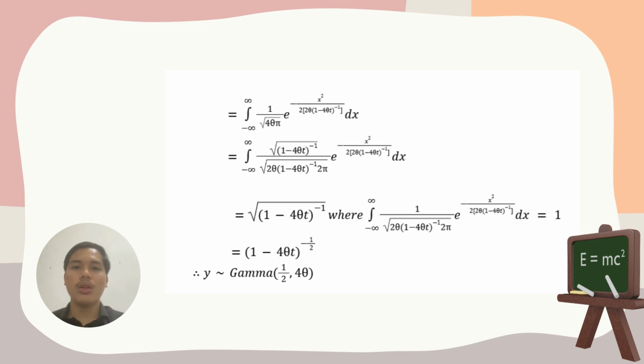Then we factor out the constant, and we will get square root of 1 minus 4 theta t to the power negative 1, and the integral from negative infinity to infinity of 1 over square root 2 pi times 2 theta (1 minus 4 theta t) to the power negative 1, exponent negative x squared over 2 theta (1 minus 4 theta t) to the power negative 1, is equal to 1. Lastly, we multiply the power negative 1 with 1 over 2. Then we will get (1 minus 4 theta t) to the power of negative 1 over 2. Therefore, Y follows gamma with alpha 1 over 2 and beta 4 theta.